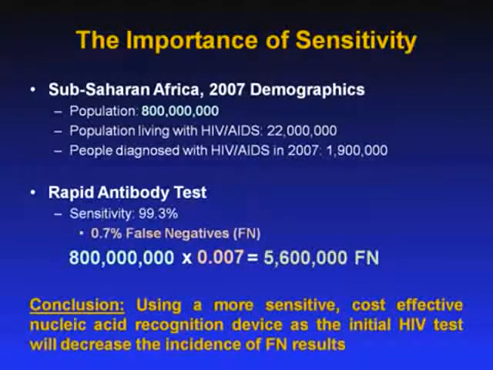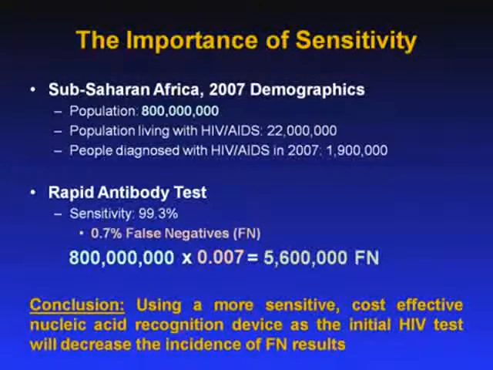Using an initial rapid antibody test with a sensitivity of 99.3%, as mentioned earlier, will lead to 0.7% of the population to be falsely diagnosed as HIV negative. Therefore, according to the calculation, 800 million times 0.007 equals 5,600,000 false negatives. That is a lot of people who will not receive proper counseling and treatment for this severe disease in the beginning.